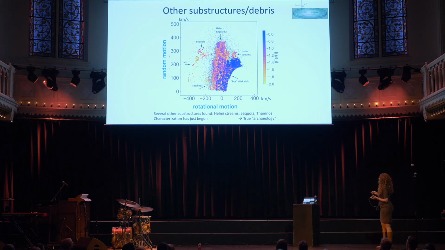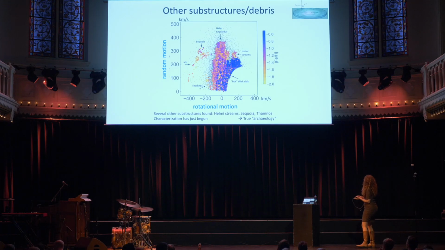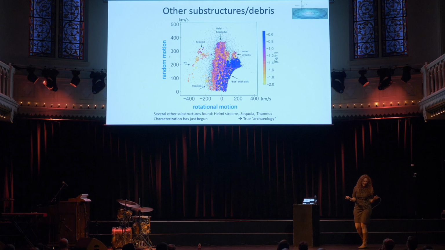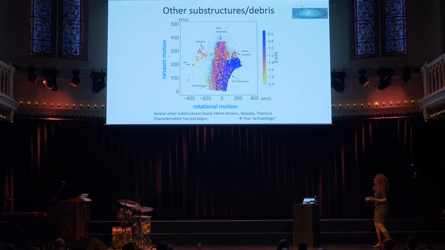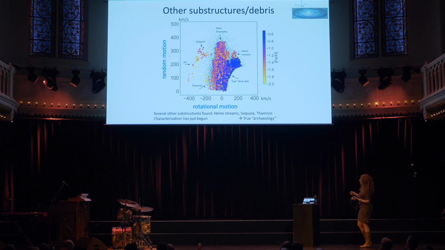So you've heard about my streams in the introduction. They're still there. When I found them, they had 13 stars only. Now they have 600 stars, so they're real. It wasn't a fluke in the data. We have Gaia-Enceladus, and we have a few other substructures.